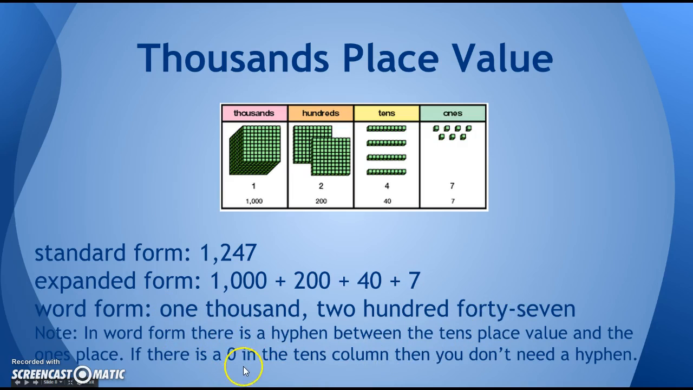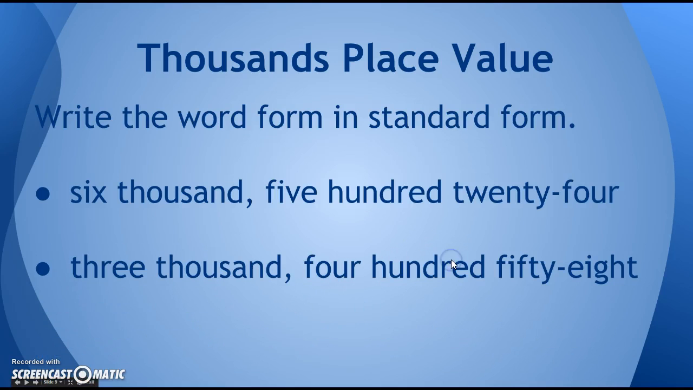And we have a little note here. It says in word form, there is a hyphen between the tens place value and the ones place. If there is a 0 in the tens column, then you don't need a hyphen, as we saw earlier. So we're going to look at a couple of examples here. We have 6,524 and 3,458. What you can do right now is you can go through and you can write the word form into standard form. And let's see how you do.